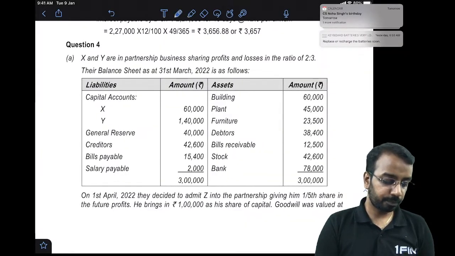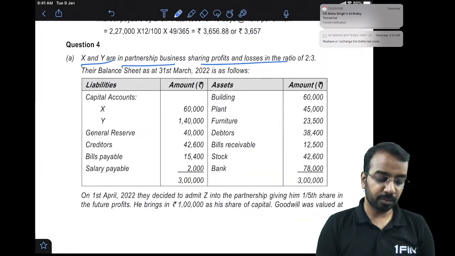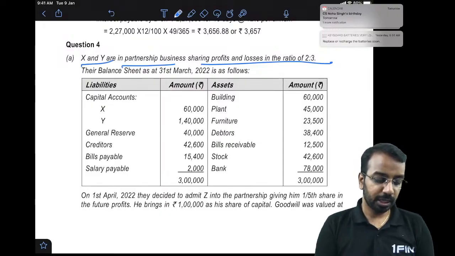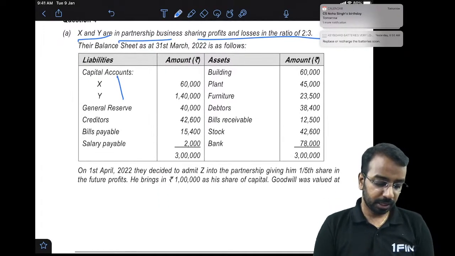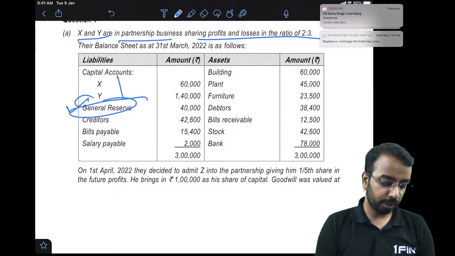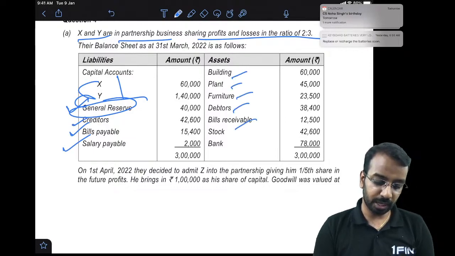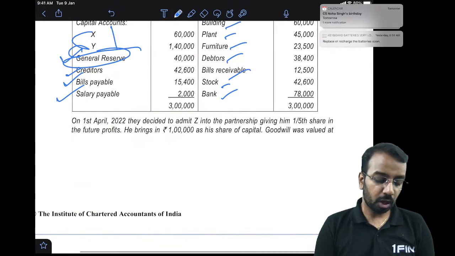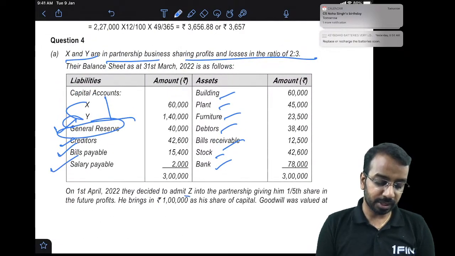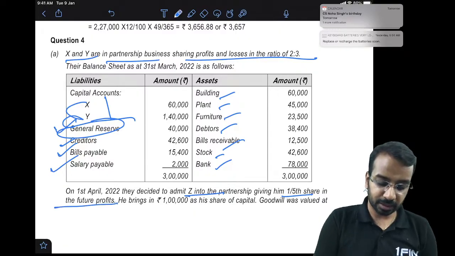Question number 4. X and Y are in partnership sharing profits and losses in the ratio of 2:3. The balance sheet is given below: general reserve, creditors, bills payable, salary payable, building, plant, furniture, debtors, bills receivable, stock and bank. On 1st April, they decided to admit Z into partnership, giving him 1/5 share in the future profit. So now the existing ratio is 2/5 and 3/5.